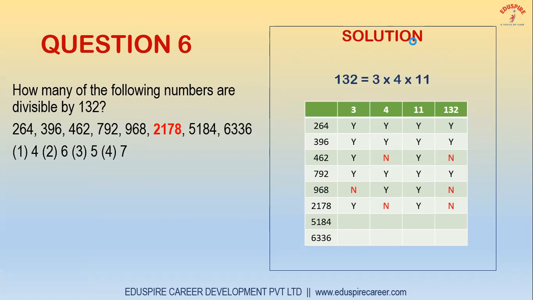Moving on with 2178. Again, if I look at 78, the last two digits, it is not divisible by 4, hence it will not be divisible by 132.